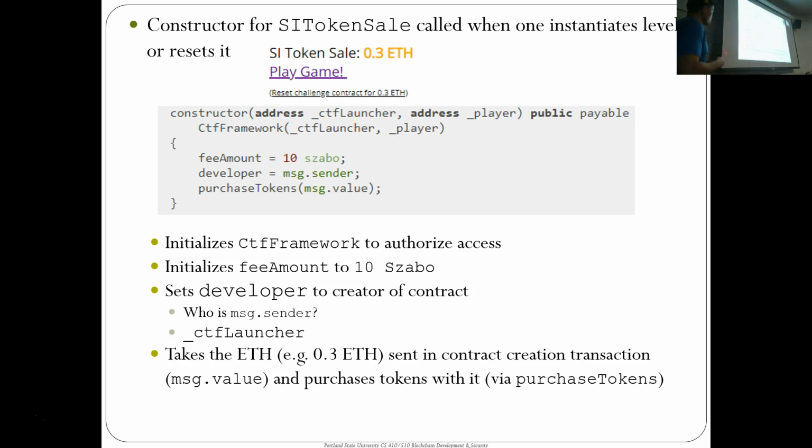And this constructor is payable. So you see up here it's payable. And when the game launches this level, it will launch it with the 0.3 ether that you have provided on deployment. So when you click on that, it's going to ask you to fund the contract deployment with 0.3 ether. That gets put right into this constructor, and the constructor will then call this purchase tokens with your 0.3 ether as the value. That's the amount of money.